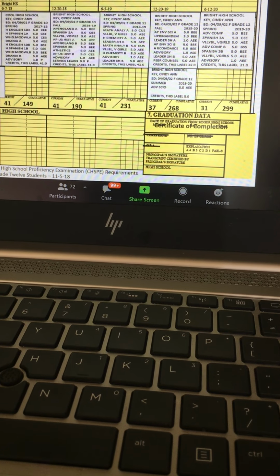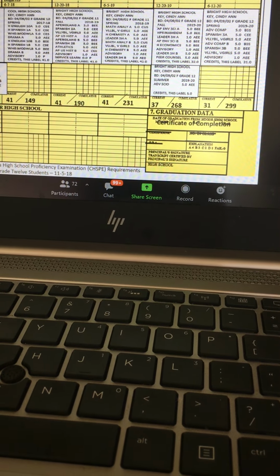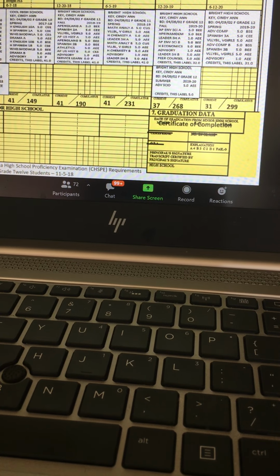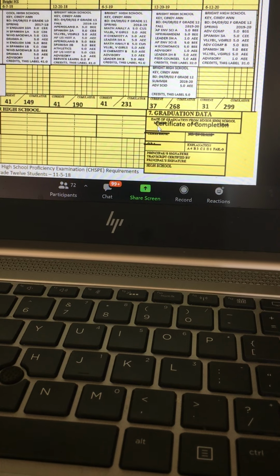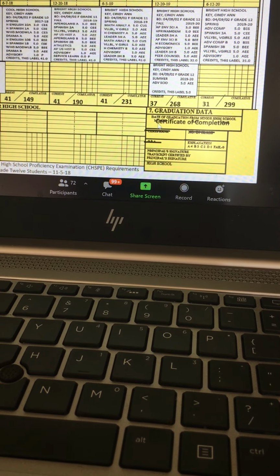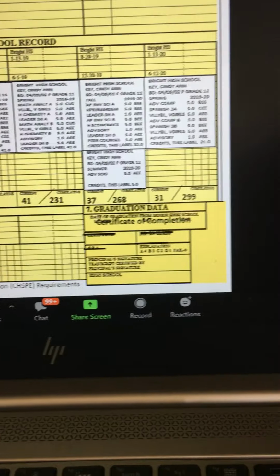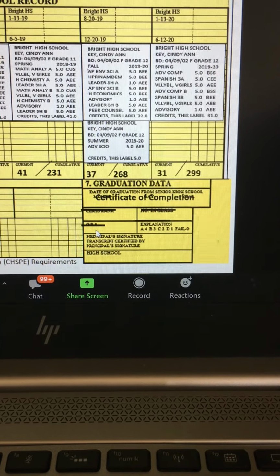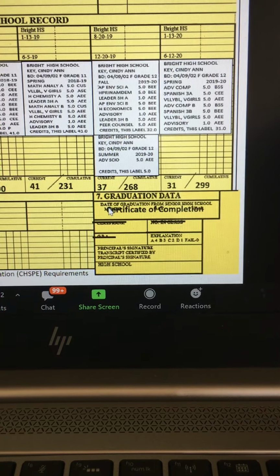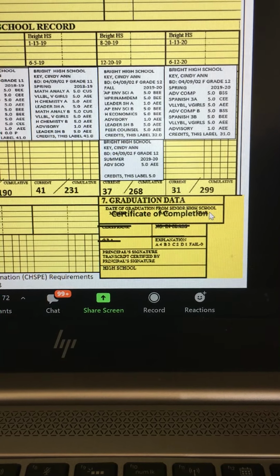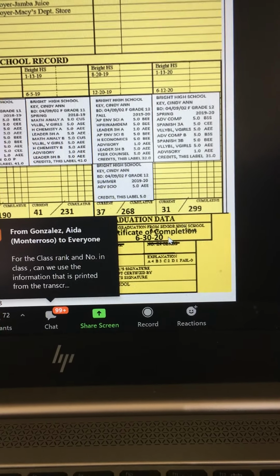So this is a sample of the section 7 completed for a student who earned a certificate of completion. Notice how for the certificate of completion, there's no information indicated such as the class rank, number in class, or grade point average. That information is not required. So for section 7, we just need to indicate certificate of completion and then the 6-30 of the graduation year.